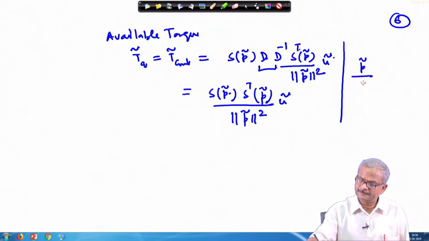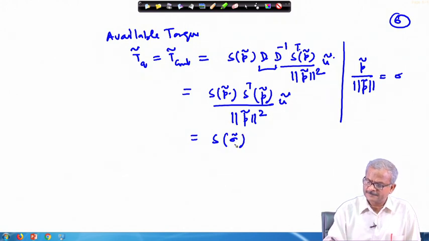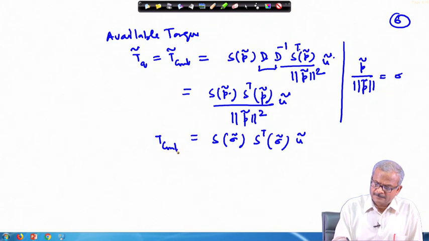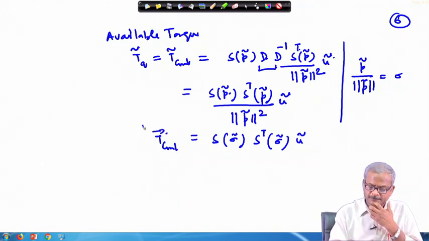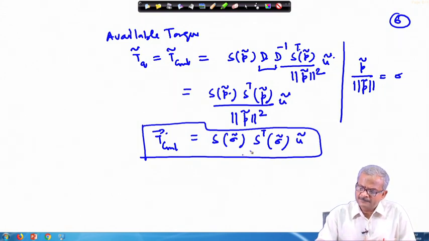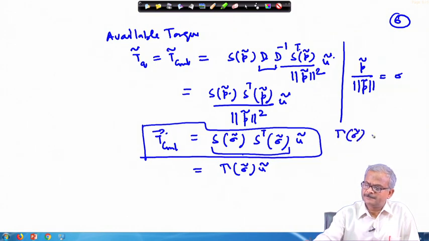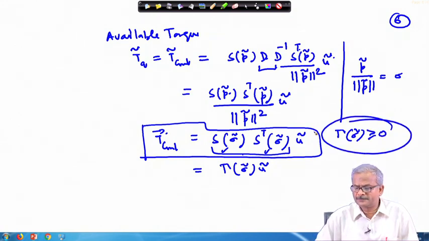Now, let us write p tilde divided by p tilde magnitude as sigma. Then you will be able to write this, these being unit vectors, as S sigma times S transpose sigma tilde times u tilde. You can see that the torque due to the charges has got reduced into the same format as we got in the case of the magnetic torquer. This is exactly the same thing. So, you can write this as gamma sigma tilde times u tilde, where gamma and sigma tilde are skew symmetric matrices. The product of two skew symmetric matrices remains singular. This is the property of this matrix.